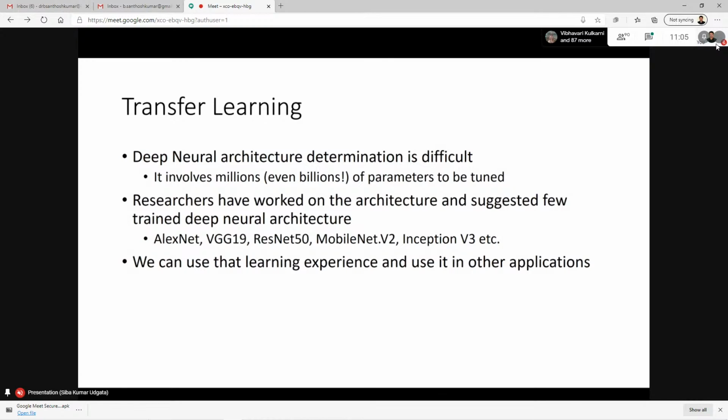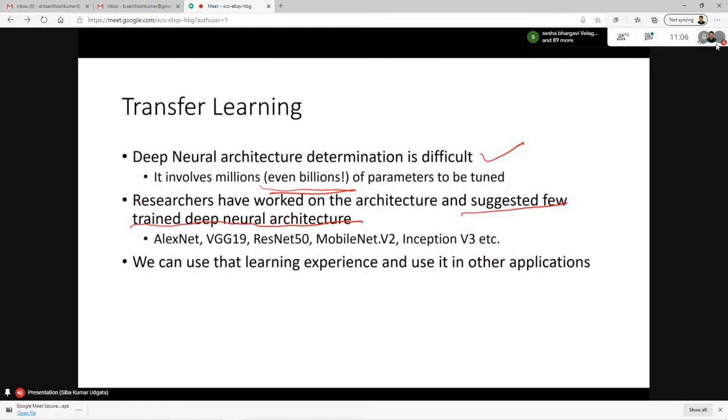So that's what I say: deep neural architecture determination is difficult. You cannot easily determine how many layers there should be, which filter should be used, which pooling should be used, what the filter values are, etc. It involves millions and sometimes even billions of parameters to be tuned. So it's not easy. What the researchers have done in deep neural networks has made our job a little easier, and that is why it has become very popular. For example, the researchers have worked on different architectures and suggested a few already trained deep neural architectures.